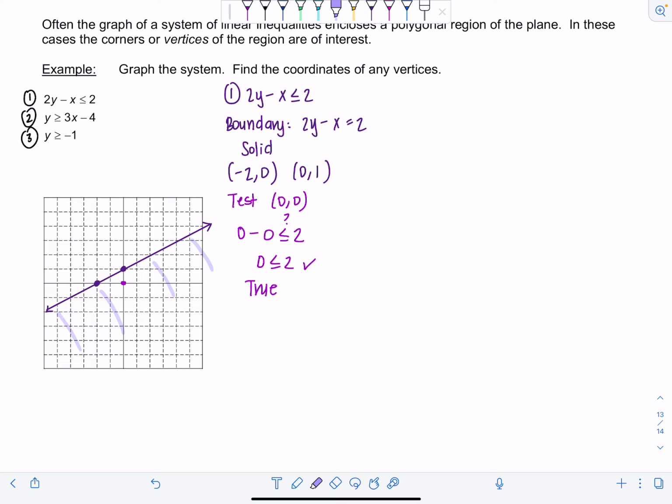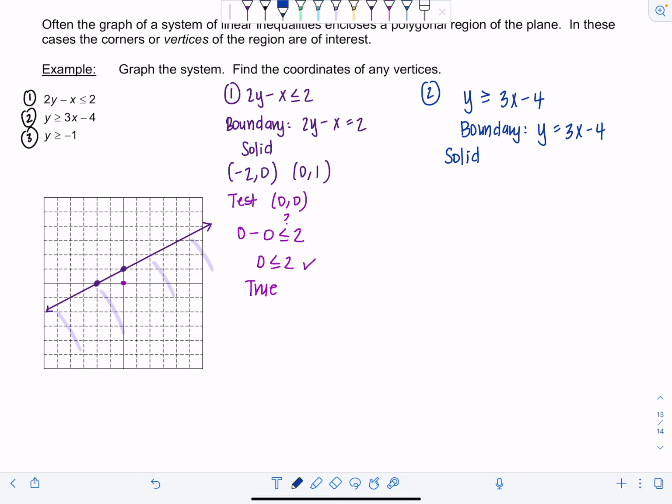Let's move on to inequality number 2. Number 2, we've got y is greater than or equal to 3x minus 4. So the boundary is going to be y equals 3x minus 4. Solid or dashed? Yes, solid.